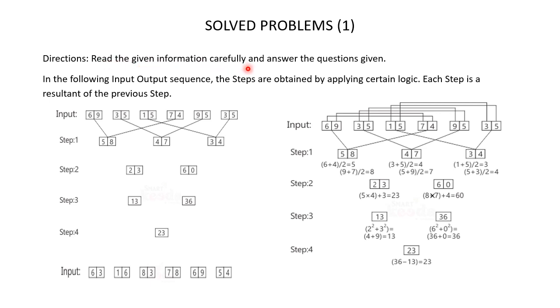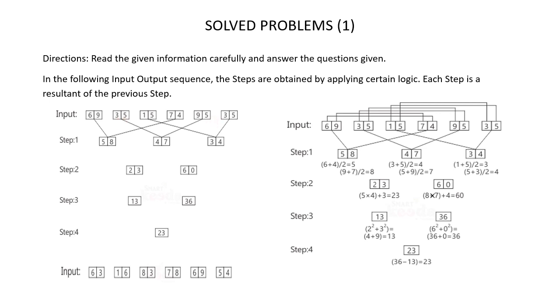Read the given information carefully and answer the questions given. In the following input-output sequence, the steps are obtained by applying a certain logic. Each step is a resultant of the previous step. So here you are given an input which consists of 6 numbers, and each number is placed within a box, and each number is split into its respective digits.